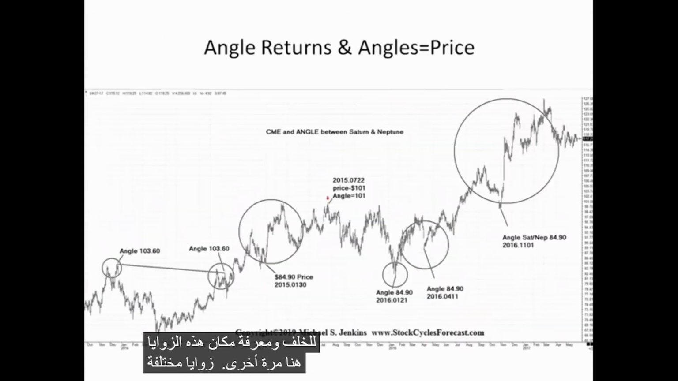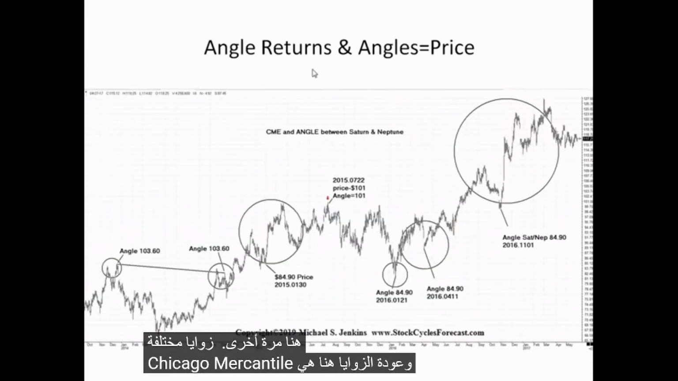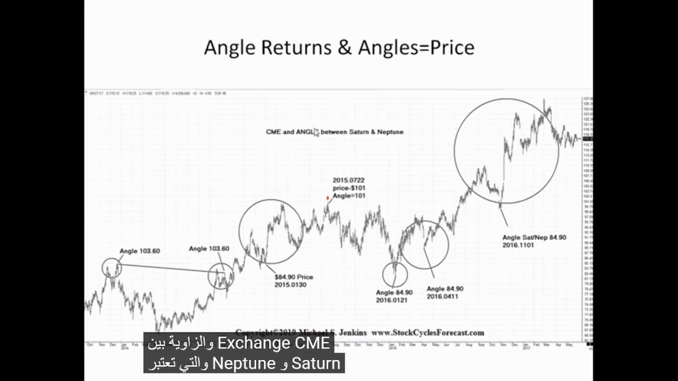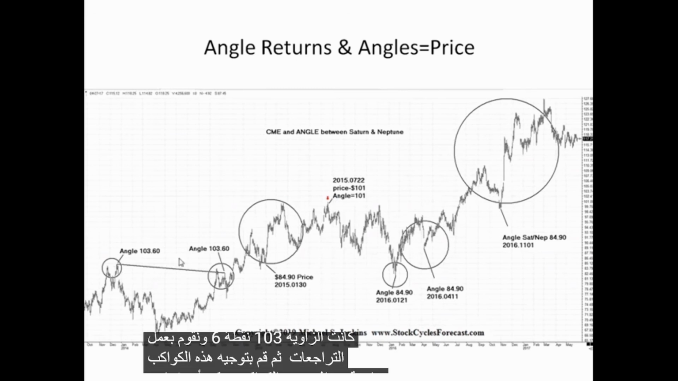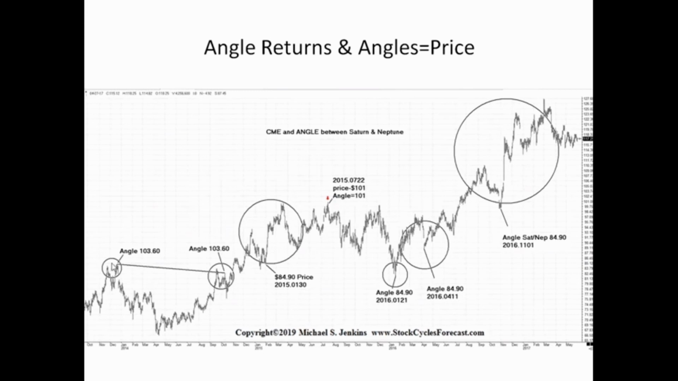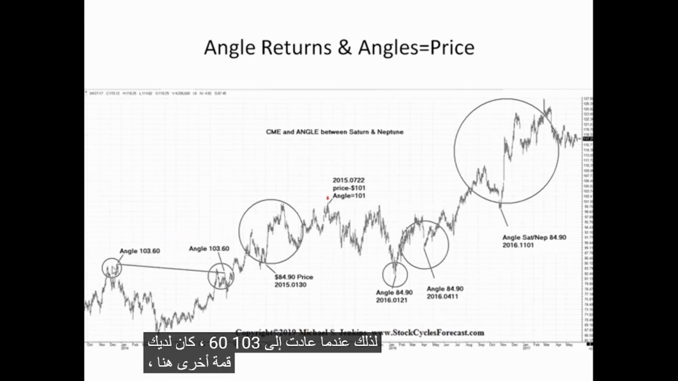Here again we see various angles and angle returns. Here's Chicago Mercantile Exchange, CME, and the angle between Saturn and Neptune, which is very important for that particular exchange. So over here we had a top made when the angle was 103.6. And due to retrogrades and direct, with two planets, one could go retrograde, the other would go direct, and another one goes retrograde, this guy comes out of retrograde. There's various combinations where you can go back and forth through the same angle several times over the course of a year. So when it came back to 103.60, you had another top right here in a plunge.